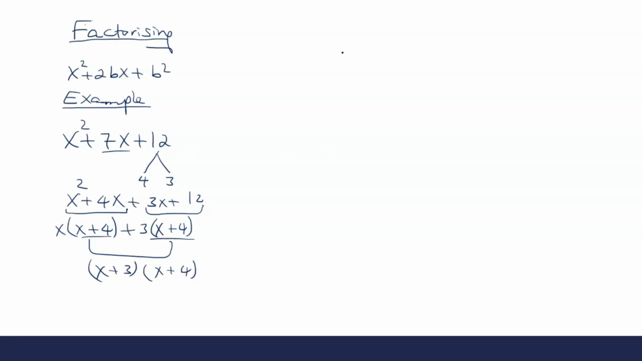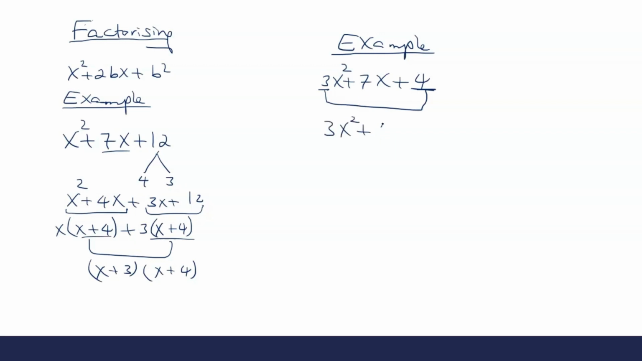If we have a coefficient in front of the x squared, let's say we have something similar to this, we multiply the first coefficient by the last constant. That gives us 12. We need to find two numbers that, when you multiply, give us 12, and when you add, give us the term in the middle, which is 7x. So that's still 4 and 3. We split the middle term, which gives us 4x plus 3x plus 4.